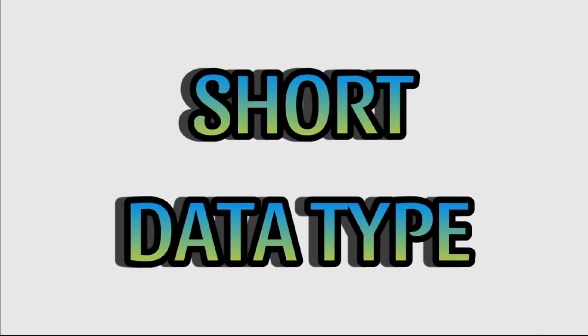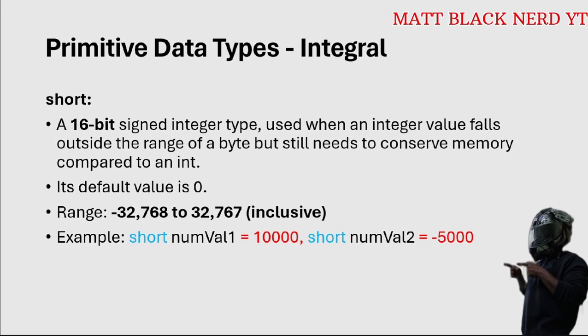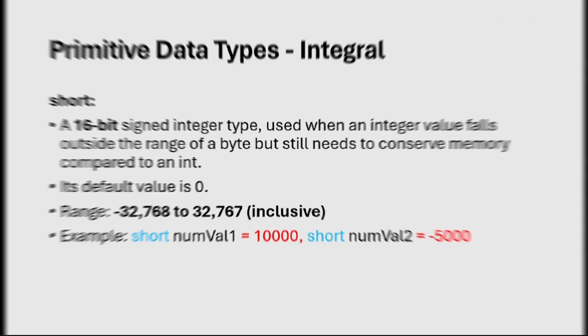What is the short data type? Short is a 16-bit signed integer type used when an integer value falls outside the range of a byte data type but you still need to conserve memory compared to an int data type. Its default value is 0 and it ranges from -32,768 to 32,767. In this example, numval1 and numval2 are variables of type short.